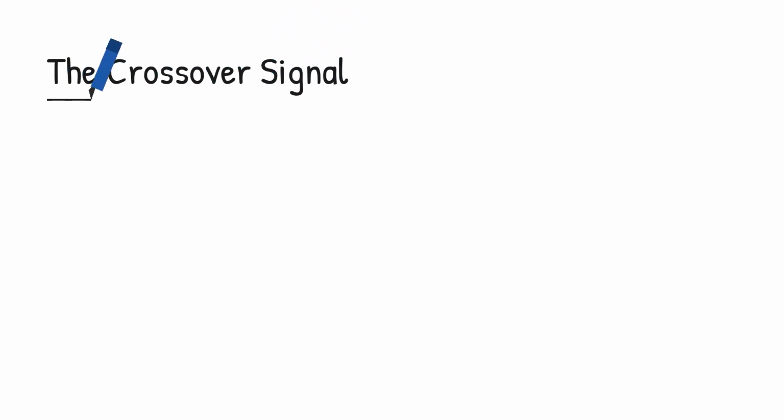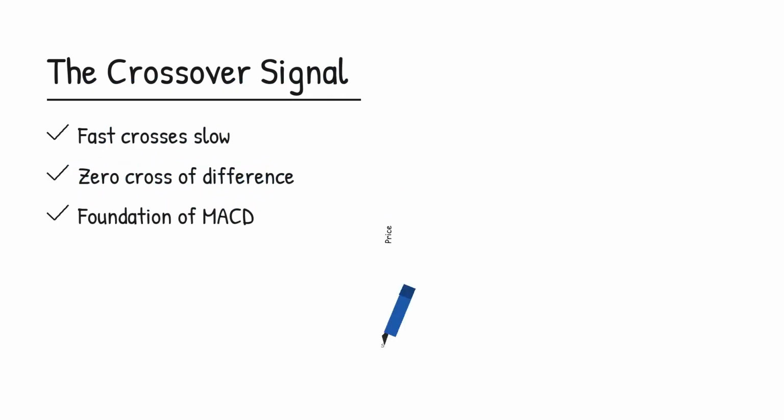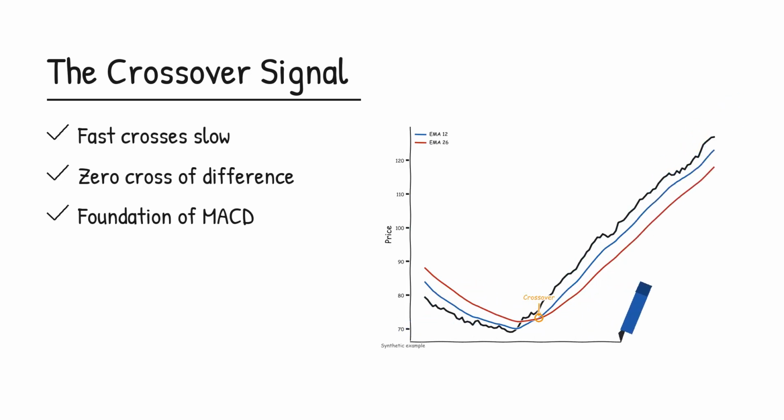A crossover pairs a fast-moving average with a slow one. When the fast crosses above the slow, momentum has shifted bullish. When it crosses below, bearish. The classic combinations are 9 over 21 for swing trades, 50 over 200 for the famous golden and death cross. Mathematically, a crossover is simply the moment the difference between the two averages changes sign. That difference, by the way, is the foundation of the MACD line, so a crossover is really a momentum zero cross.